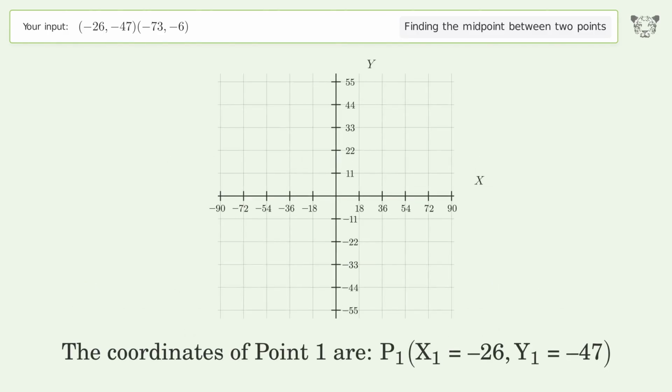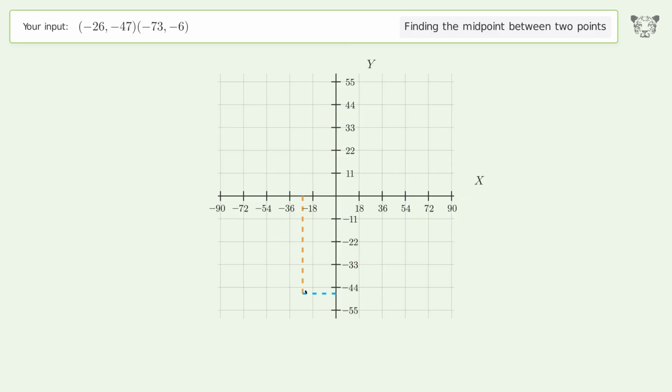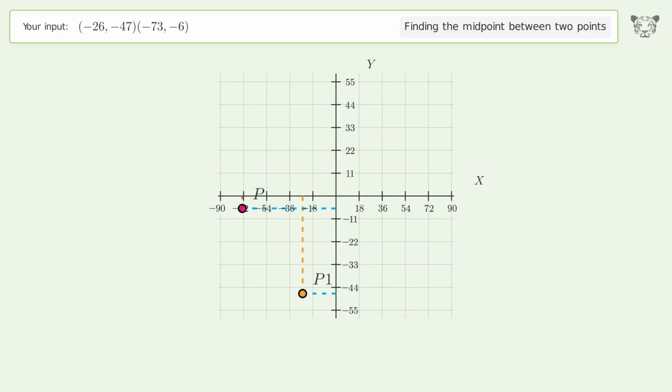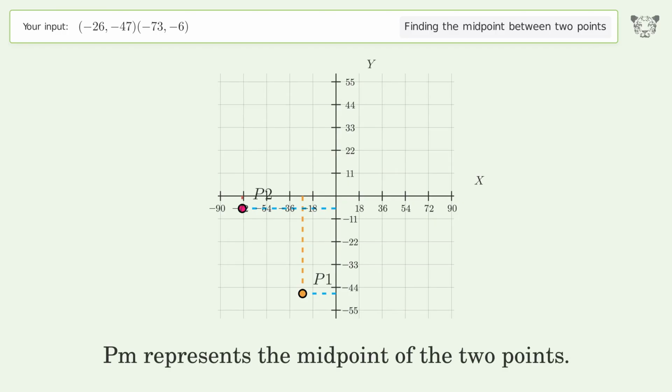The coordinates of point 1 are, x1 equals -26, y1 equals -47. The coordinates of point 2 are, x2 equals -73, y2 equals -6. PM represents the midpoint of the 2 points.